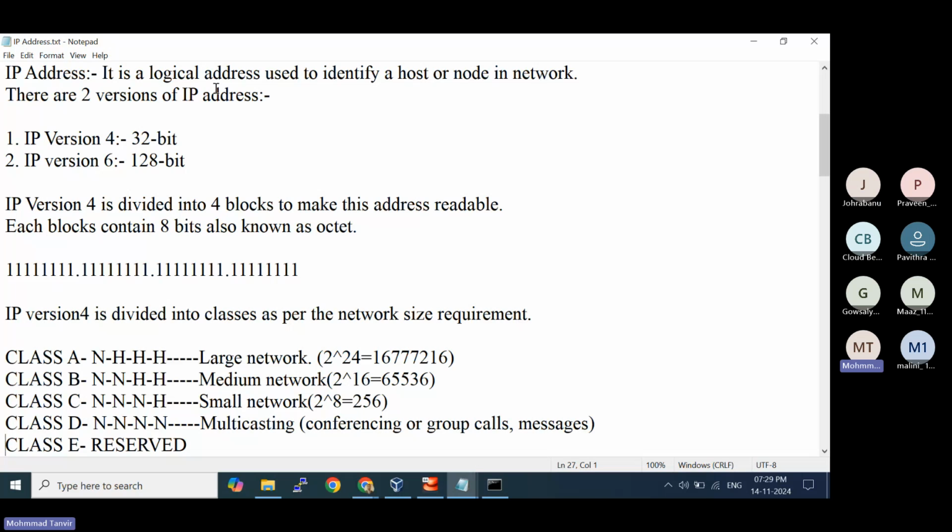So it's our own logic. And we are configuring IP address for what? To identify a host. Host means all the devices on which we can configure the IP. That is referred to as a host. To identify a host or node or any device in the network, we use this IP address. There are two versions of IP address, IP version 4 and IP version 6.